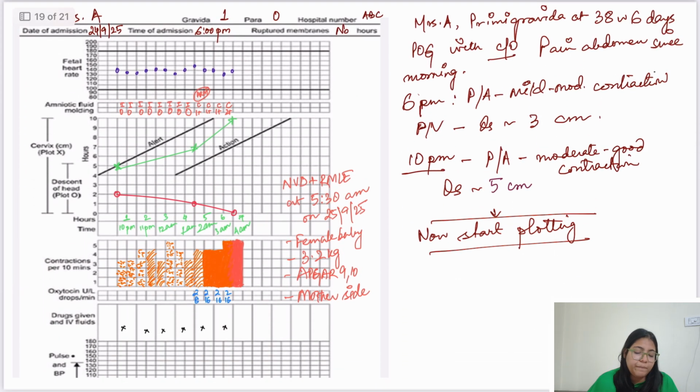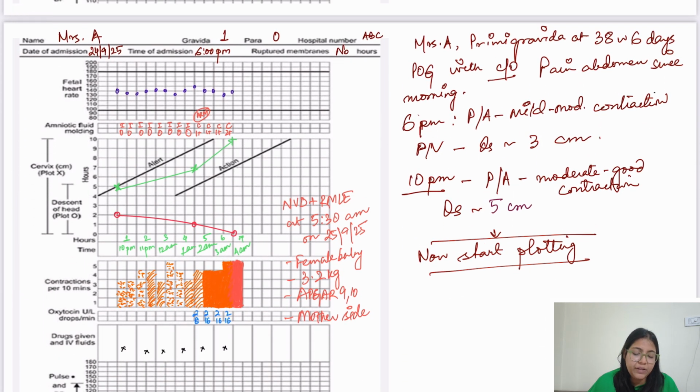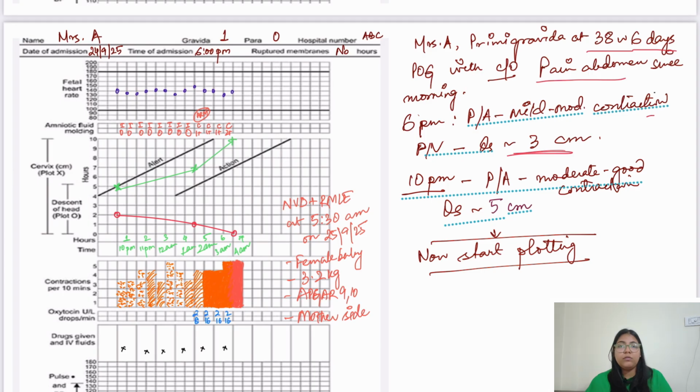This is another example. Here Mrs. A is primigravida at 38 weeks and 6 days period of gestation. She came with complaint of pain abdomen since morning. At 6 p.m. when she was admitted, per abdomen there was mild to moderate contraction, and per vaginally she was 3 centimeter dilated. So I told you, you start plotting only when the cervix is 4 centimeter dilated or more. So you did not start plotting here.